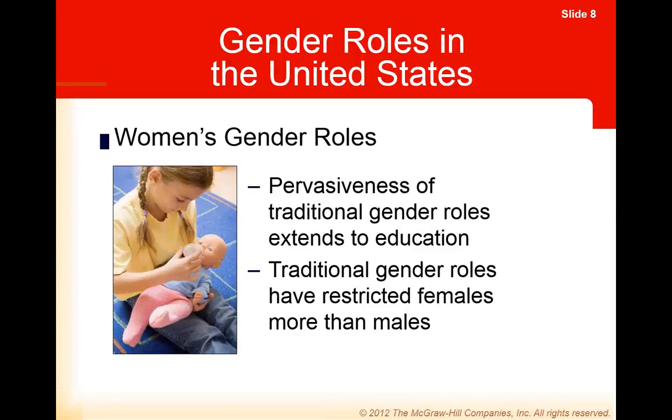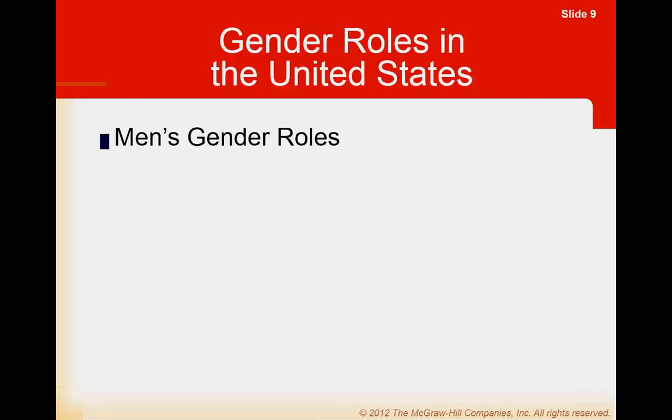As we saw this change and the economic center of the home moved out of the home and into the factories, only one parent was permitted to follow those jobs into the factories and in what we would call the public sphere, and this was the males. Females then became restricted to the private sphere of taking care of the home and the family. So traditional gender roles have restricted females more than males.